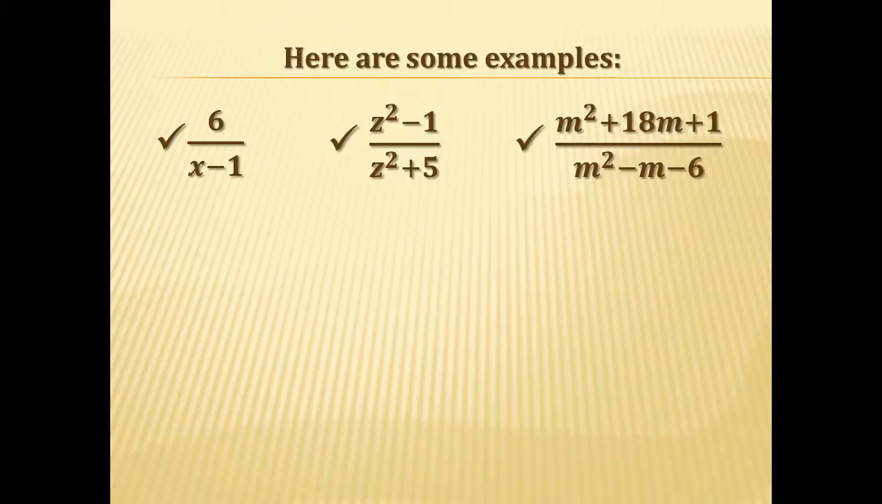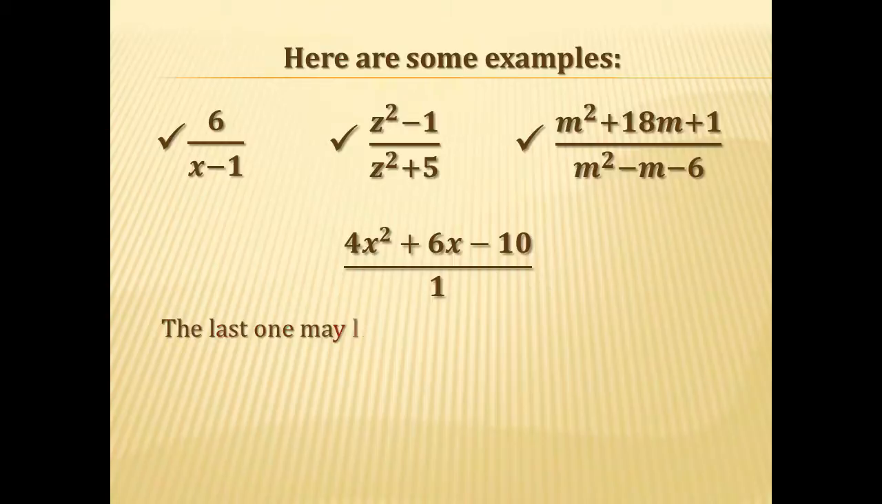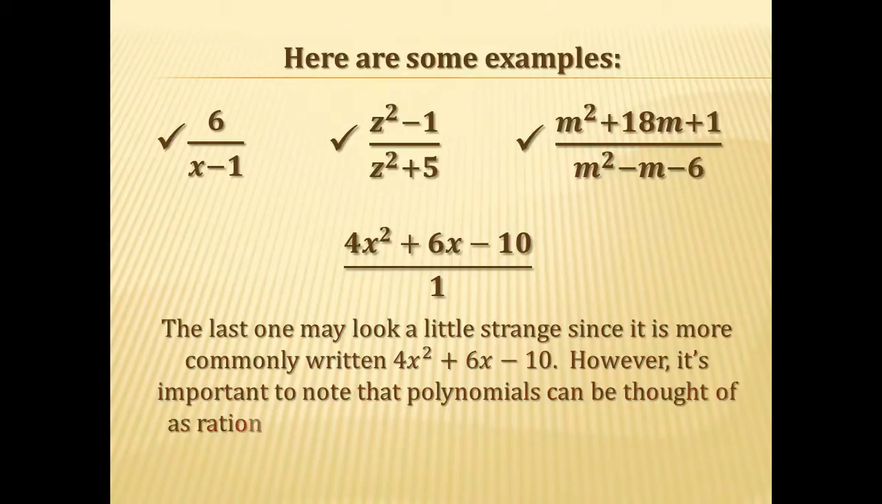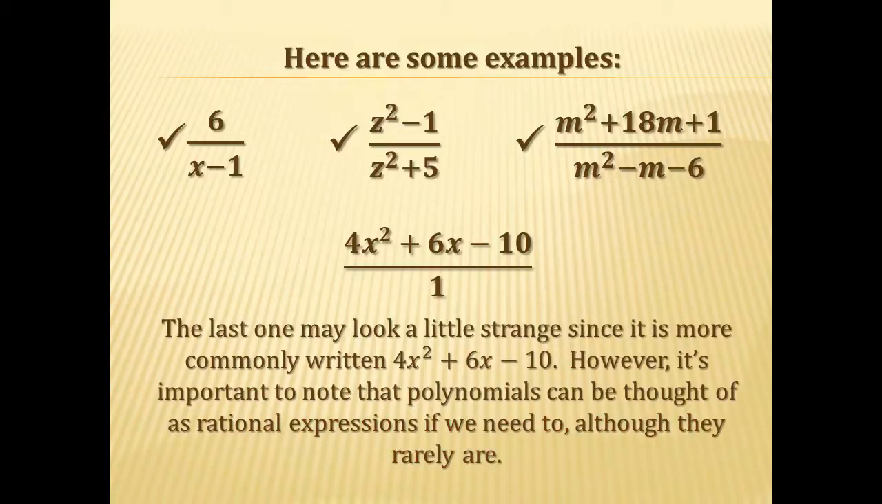Here are some examples. 6 over x minus 1, z squared minus 1 over z squared plus 5, m squared plus 18m plus 1 over m squared minus m minus 6, 4x squared plus 6x minus 10 over 1. The last one may look a little strange since it is more commonly written as 4x squared plus 6x minus 10. However, it's important to note that polynomials can be thought of as rational expressions if we need to, although they rarely are.